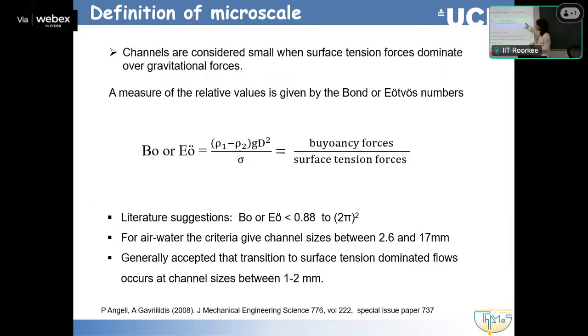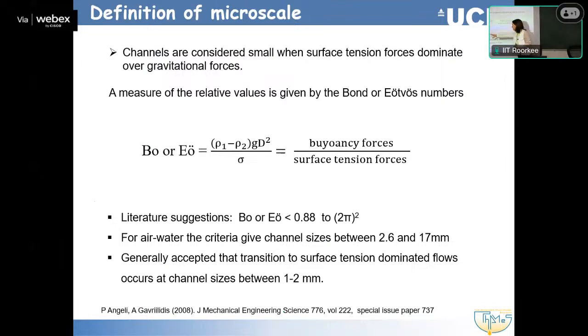And now we have this number. The forces will be about equivalent if this is about 1. But when do we actually lose the significance of the gravity forces? There are various suggestions in the literature, and for all these I also give some paper and journal references at the bottom. I believe you are going to have access to the slides in the end.